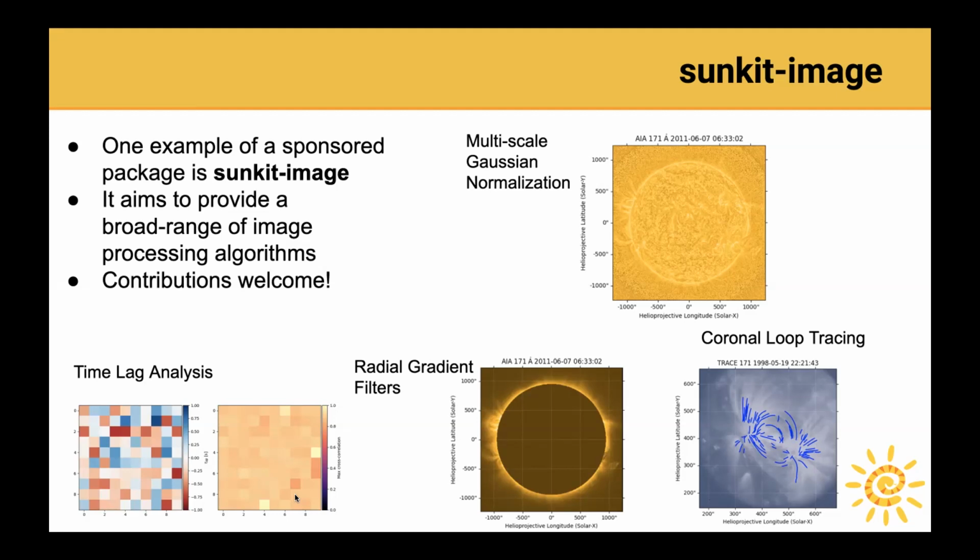So we're trying to offer some useful image analysis tools that have been developed by researchers who have published papers. For example, the multi-scale Gaussian normalization is from Huw Morgan, who's in Aberystwyth, who wrote this many years ago, and we decided to port a version into Python. We have a version of Ash Wanden's coronal loop tracing in the bottom right.